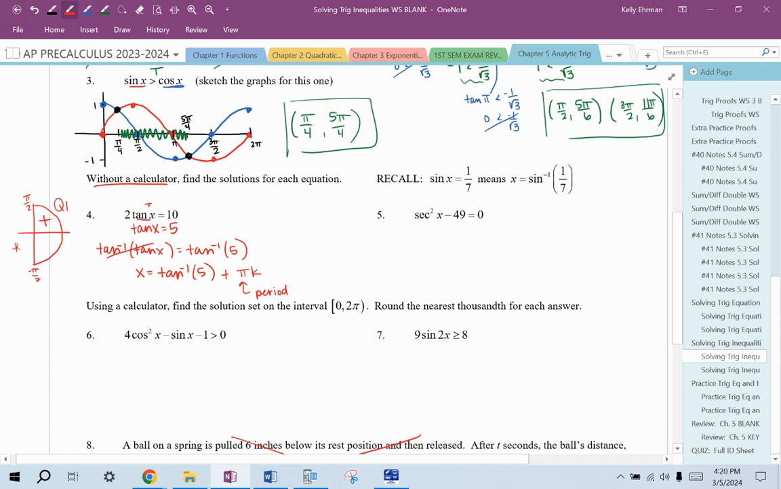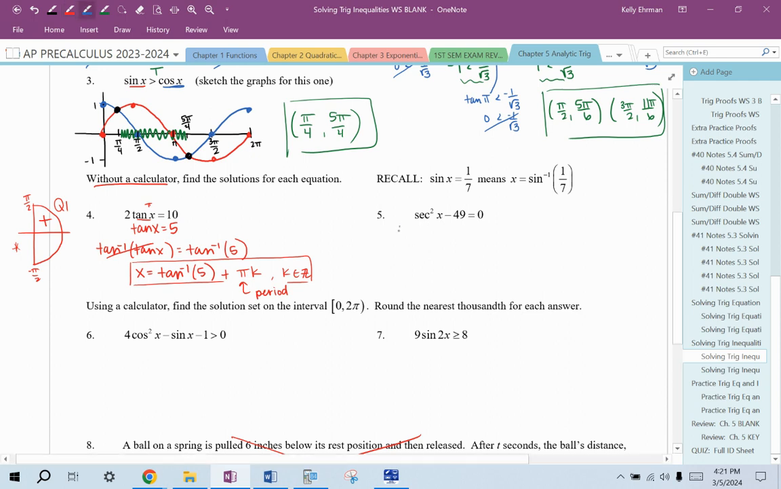If you just add the period, remember periodic functions have the same behavior if you go a distance of the period from whatever point you're looking at. So if x is equal to inverse tangent of 5, I can add or subtract any number of integer values of pi, and I should land on another answer that satisfies the equation. So these are not inequalities, these are just equations.